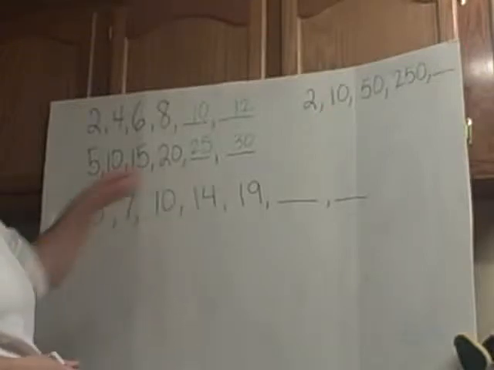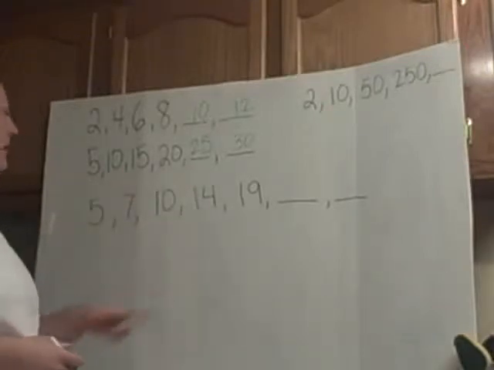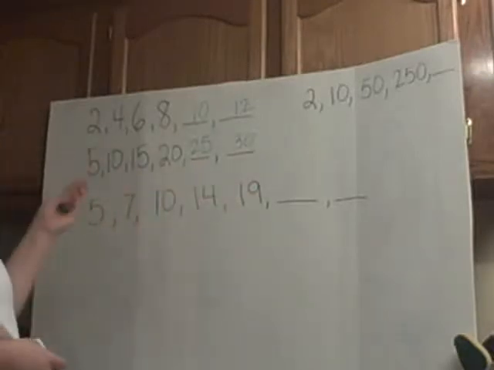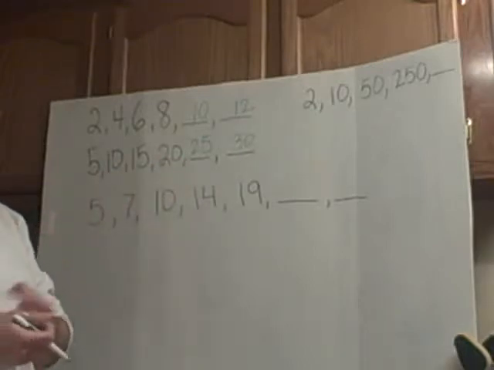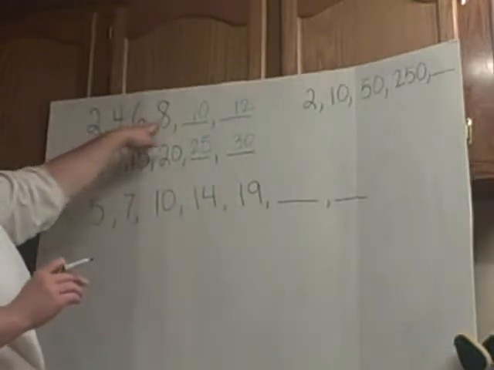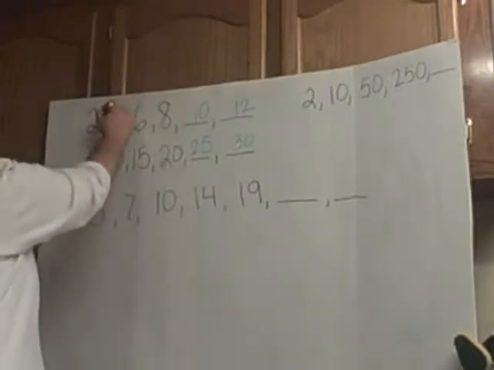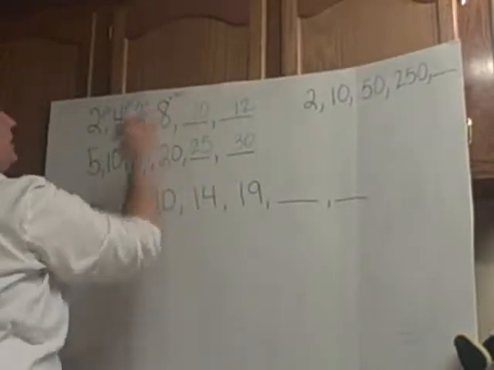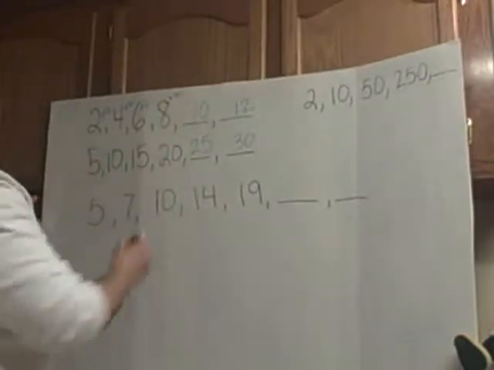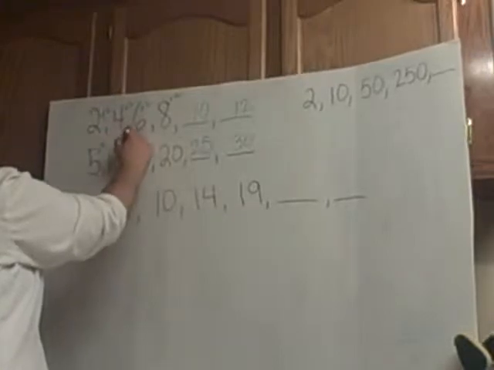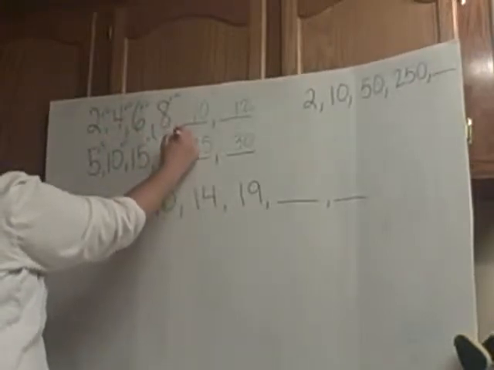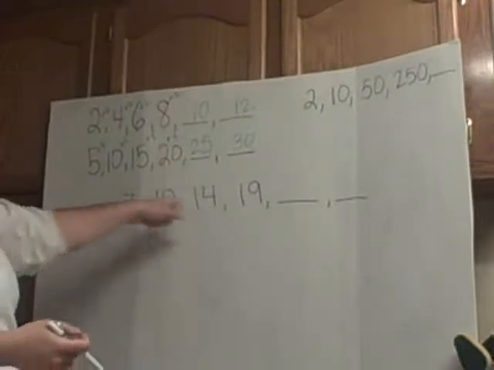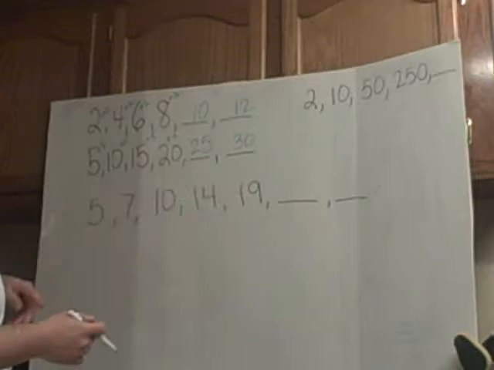The next one, however, is not so easy to recognize. 5, 7, 10, 14, 19. As I'm analyzing that sequence, I'm not adding the same number. In the first sequence, I added 2 to each of the previous terms to get the new term. In the second sequence, I added 5 to the previous term to get the next term. In this one, I'm not adding the same number each time to get the next number.